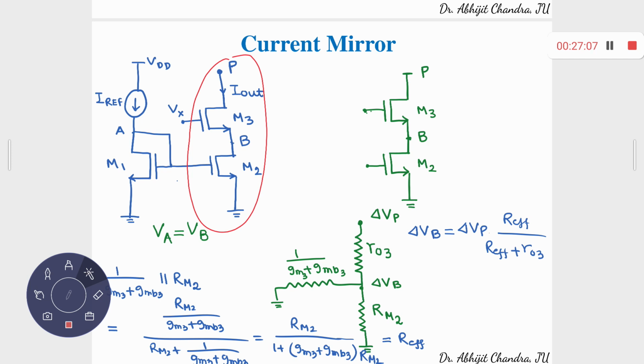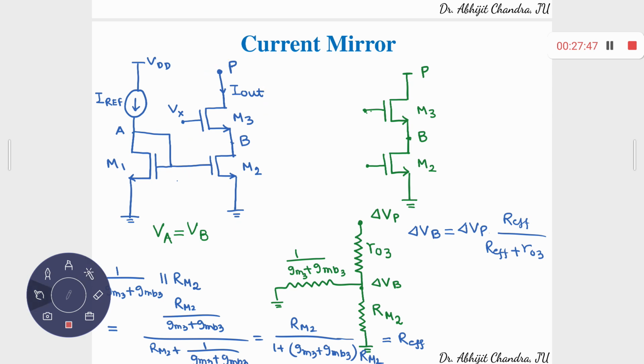So now if you have some fluctuation over here, how will it be reflected at this particular point? A simple voltage division law. You have 1 upon Gm3 plus Gmb3 and Rm2 in parallel, and along with that you have RO3 in series. Now if I call this parallel combination, 1 upon Gm3 plus Gmb3 and Rm2, R effective, then what about your delta Vb? This delta Vb is equal to delta Vp multiplied with R effective by R effective plus RO3.